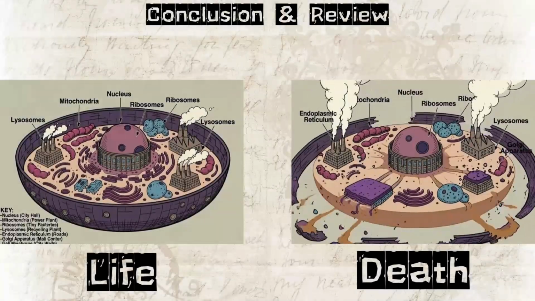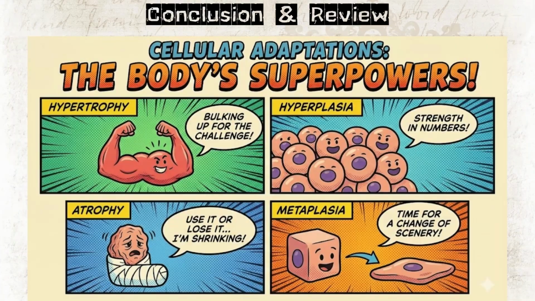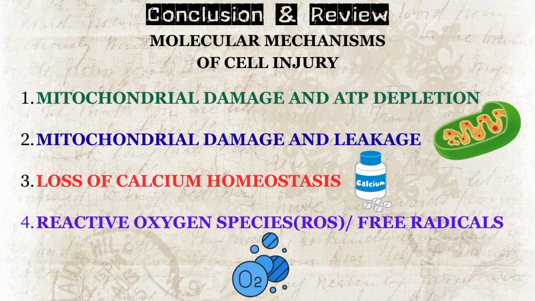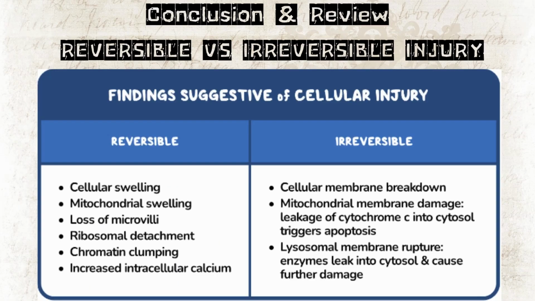So doctors, we have covered the life and death of the cell. We saw how it adapts to stress: hypertrophy, hyperplasia, atrophy, and metaplasia. We saw the mechanisms of injury: ATP loss, calcium influx, reactive oxygen species, and membrane damage. We learned how to tell if the damage is reversible or if it has crossed the point of no return.